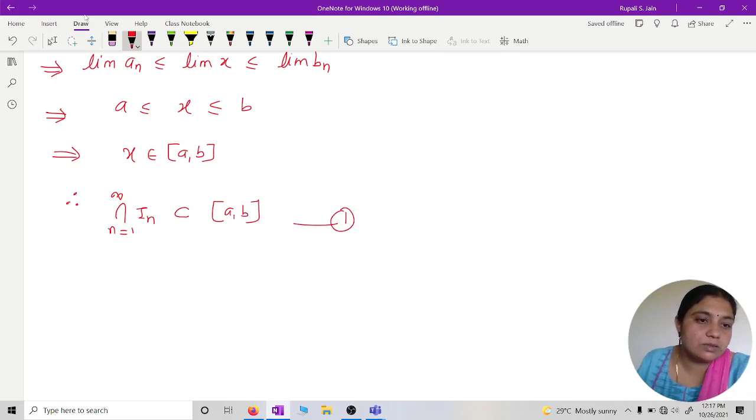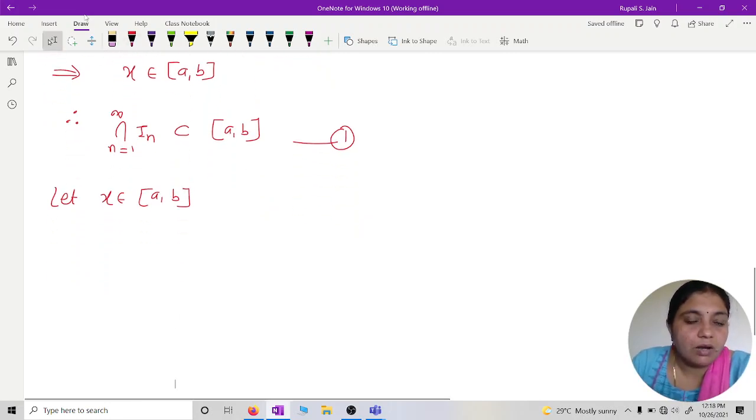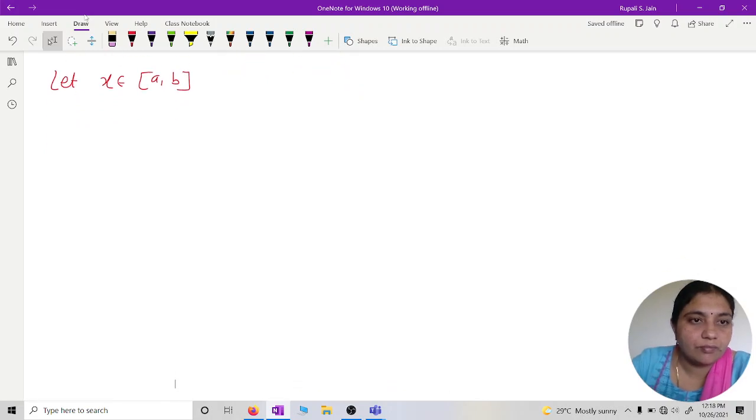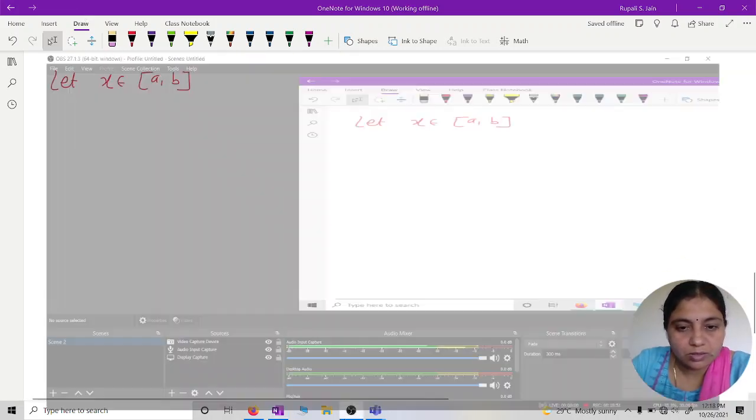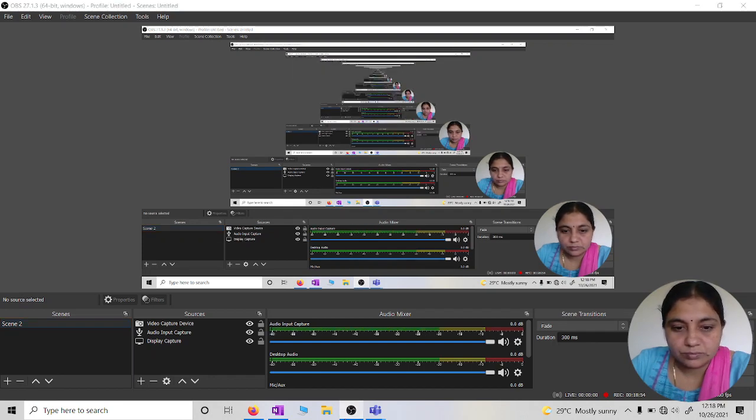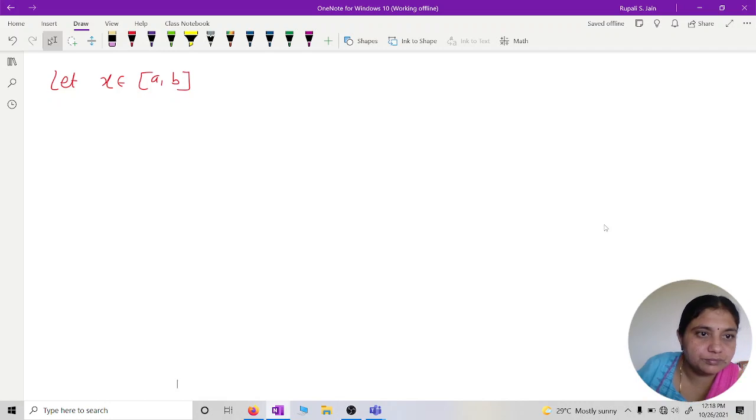Now I want to prove the reverse. So let x belong to the interval [a, b] and prove that it belongs to I_n. How can we prove it? Let me check whether the recording is on. Yes. Let x belong to [a, b], therefore a is less than or equal to x less than or equal to b, right? Now what is the relation between a and a_n?